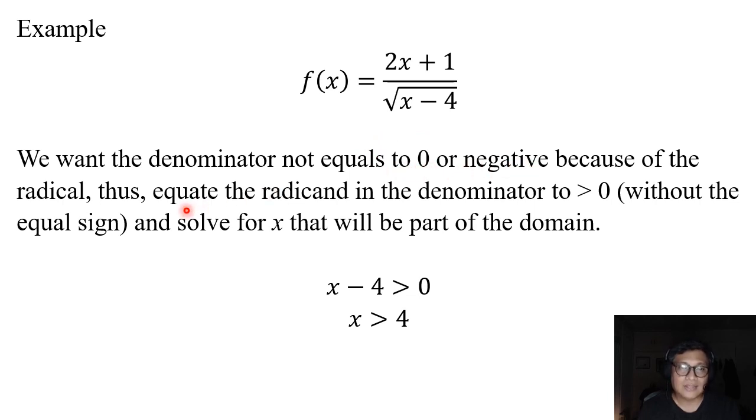Okay, so thus we equate the radicand in the denominator to greater than 0 only. So we do not include 0 here because when the denominator is 0, it makes the function undefined. So we remove the equality here. So we only deal with greater than 0. So as long as the value under the radical is positive, then the function will work, and that will be the domain. So without the equal sign, we have to solve for x that will be part of the domain.